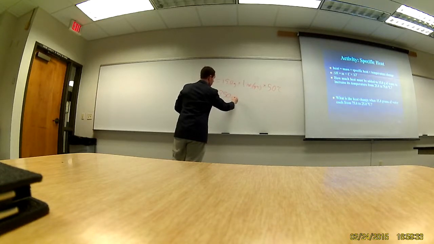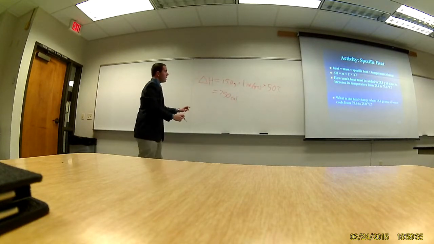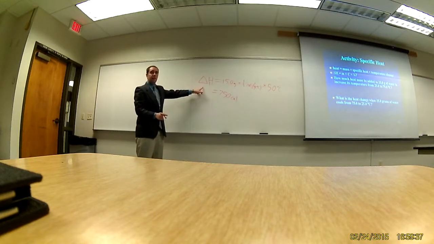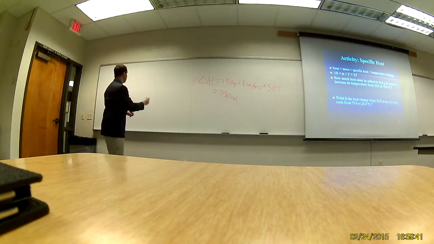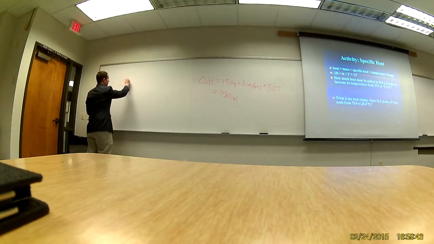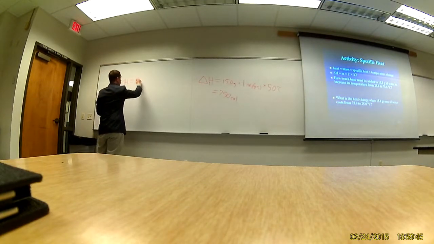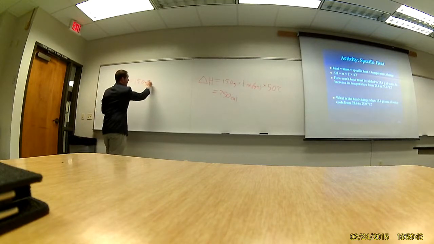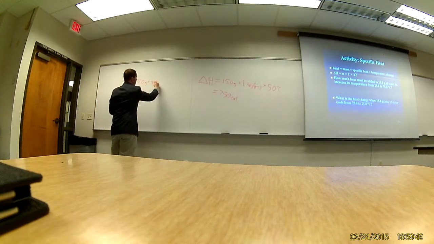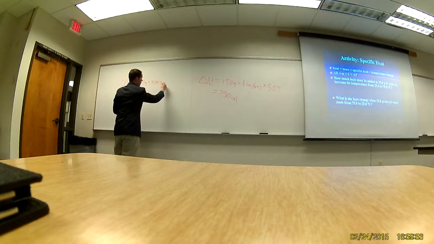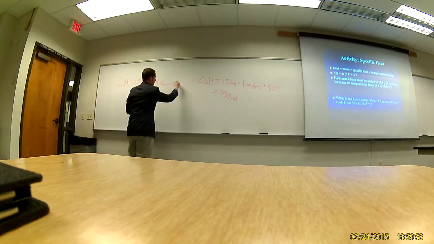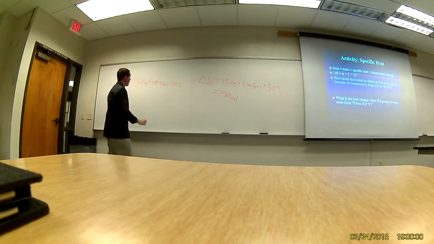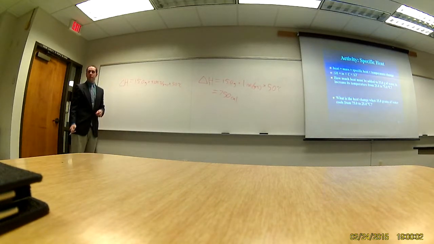50 calories. Just like Madison was asking, we can do the same exact problem in joules. In that case, delta H equals 15.0 grams times 4.184 joules per gram degree Celsius times 50 degrees Celsius. And that math I can't do.